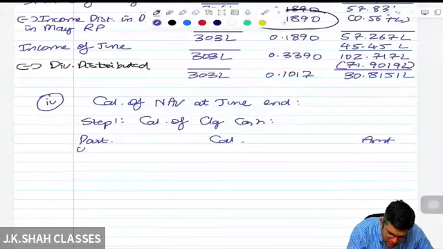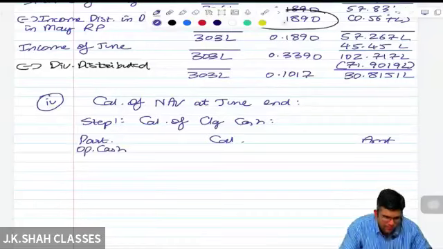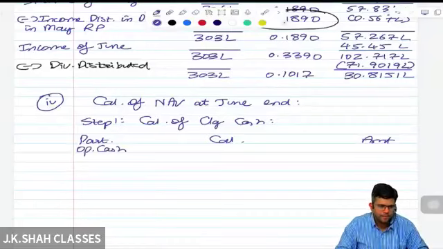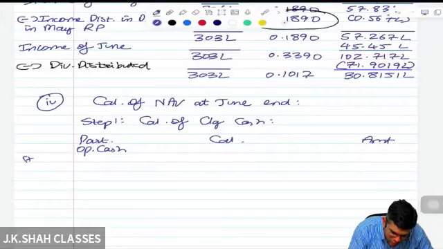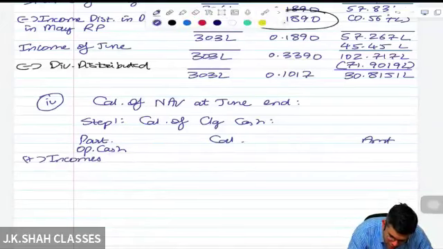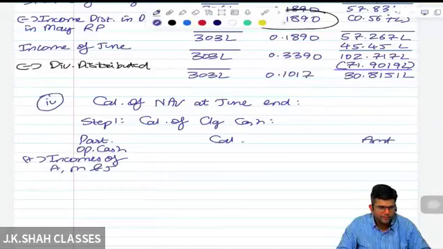In particulars, we will start with opening cash. Now students, in these 3 months, think where all you got money. You got incomes of April, May and June. I hope you're understanding. Write down: add incomes of April, May and June.